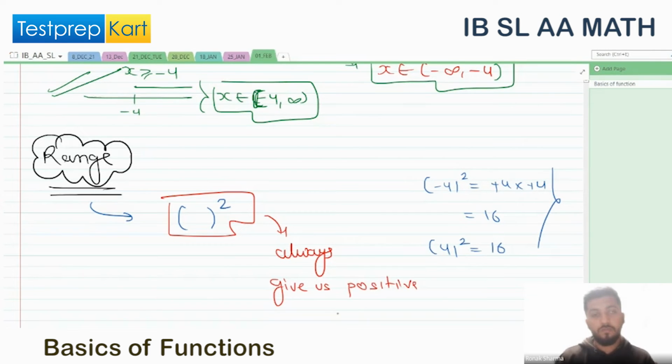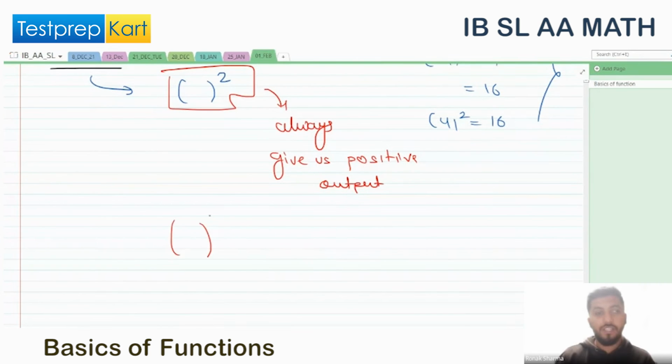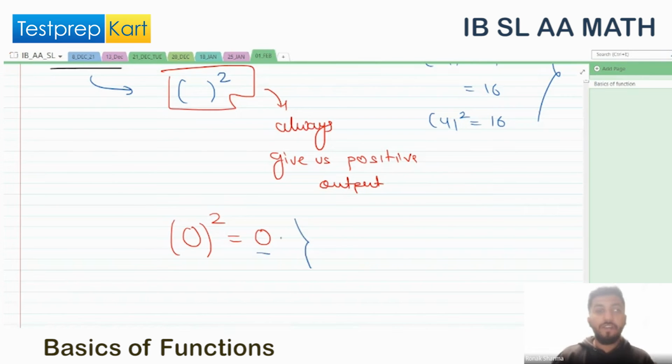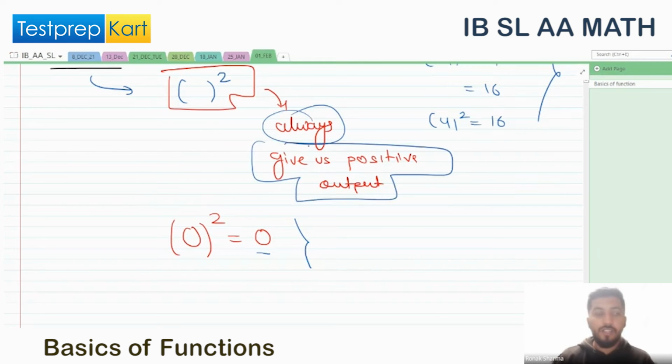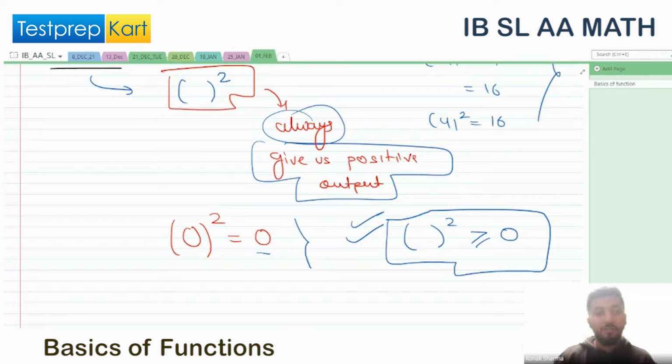Can it give us 0? Yes, if the inside thing is zero. So you can see that it is not giving us negative, it is giving us positive, and it is also giving us zero. So can I say that a square quantity is always greater than or equal to zero? So any square quantity is greater than or equal to zero.